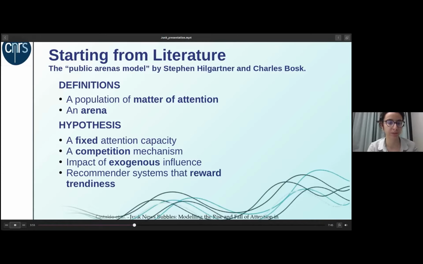In our case, we can interpret this mechanism as the effect of a recommender system. So we model the recommender system as tools, as algorithms that reward trendiness. And by trendiness, we mean the speed with which a certain item gains popularity.